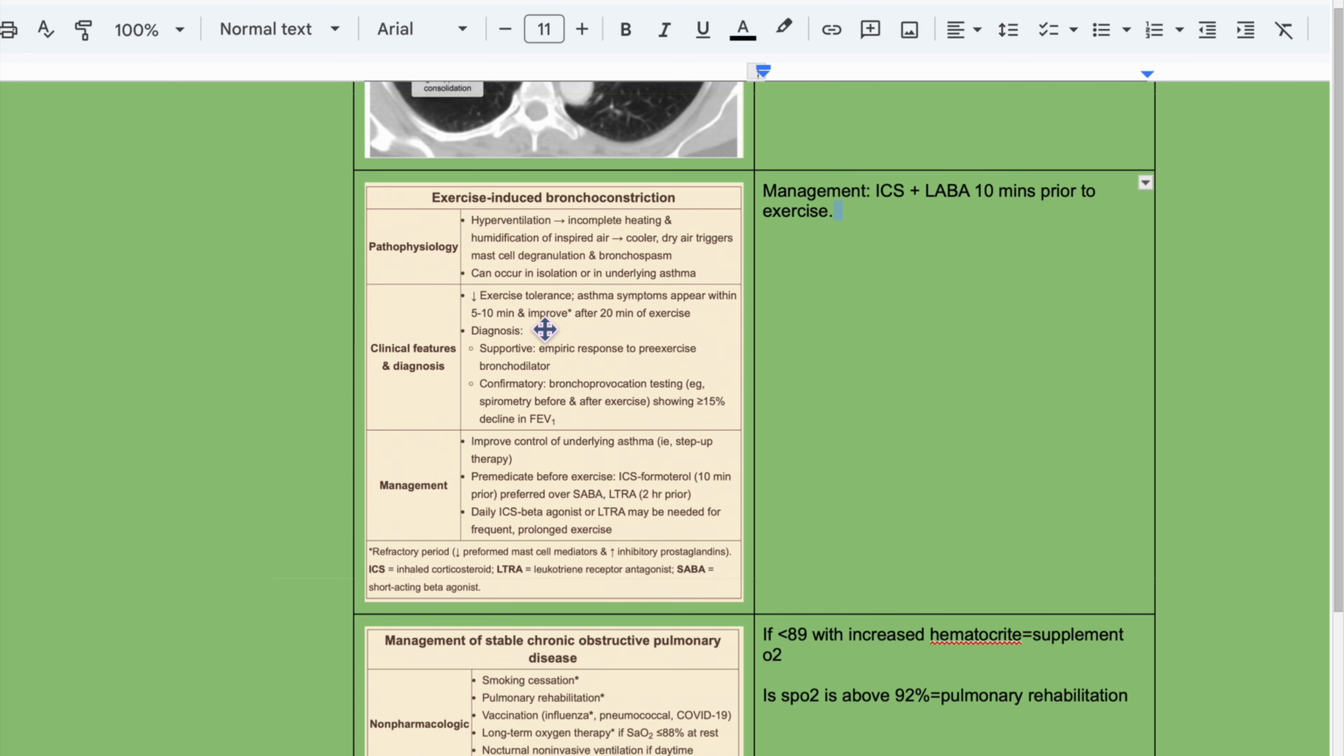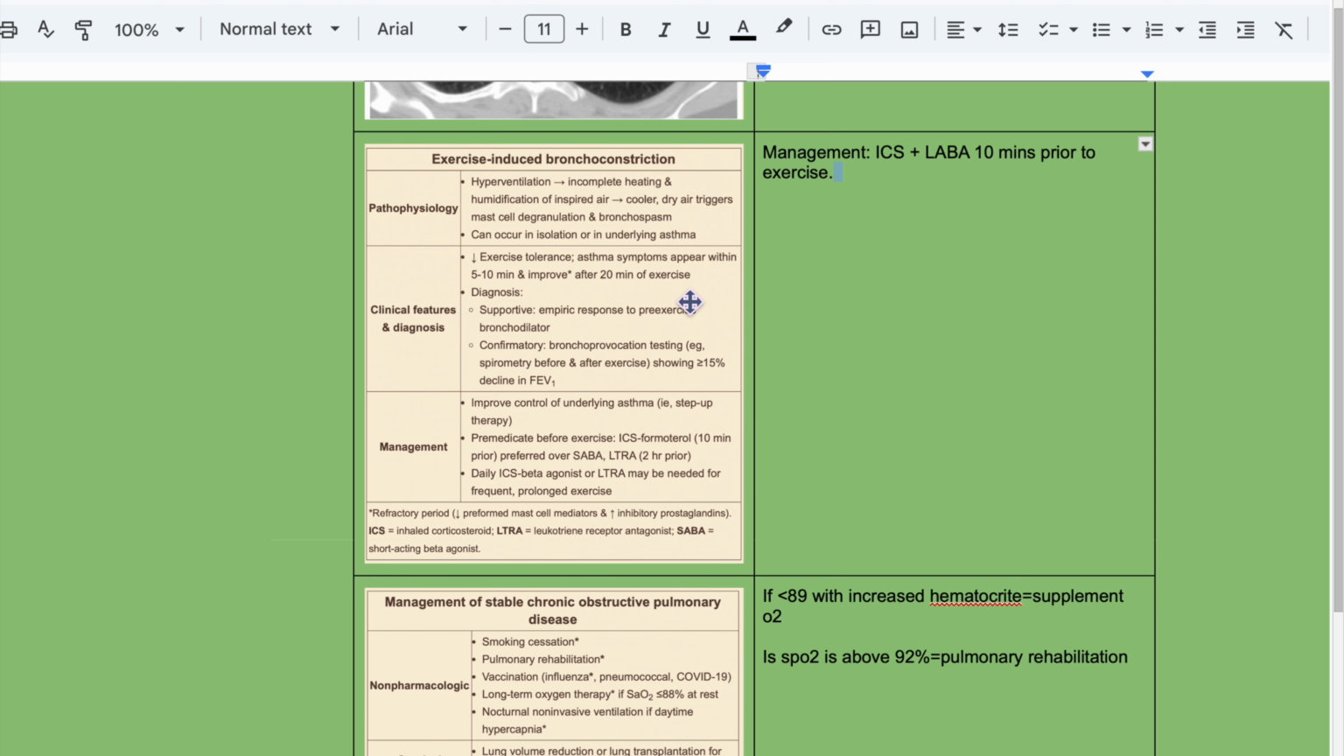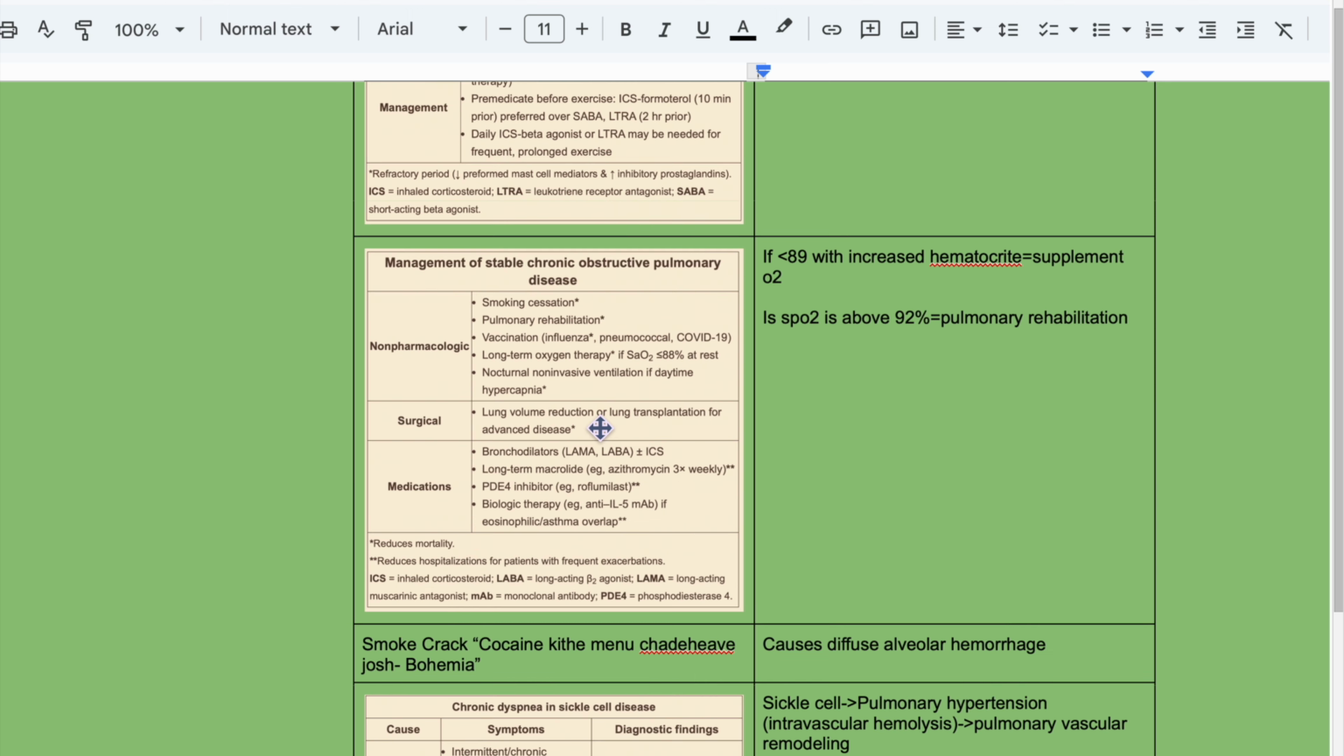And for the exercise-induced bronchoconstriction, it appears within 5 to 10 minutes and improves after 20 minutes. Yeah, that's important. It improves after 20 minutes of rest. Okay. Anyways, moving on.